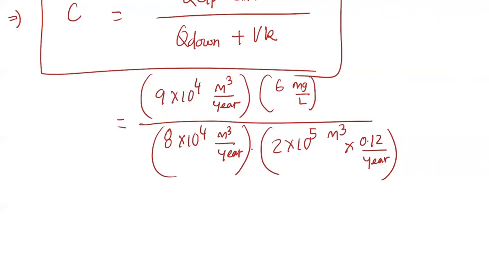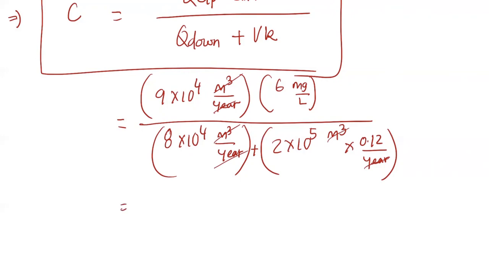So as you see over here, in the denominator there is a plus sign. The units in the denominator are meter cube per year, and this one is meter cube per year. So these cancel, okay? To take common from the denominator, that cancels out. So the actual answer will be milligram per liter. So I just rearrange it now.